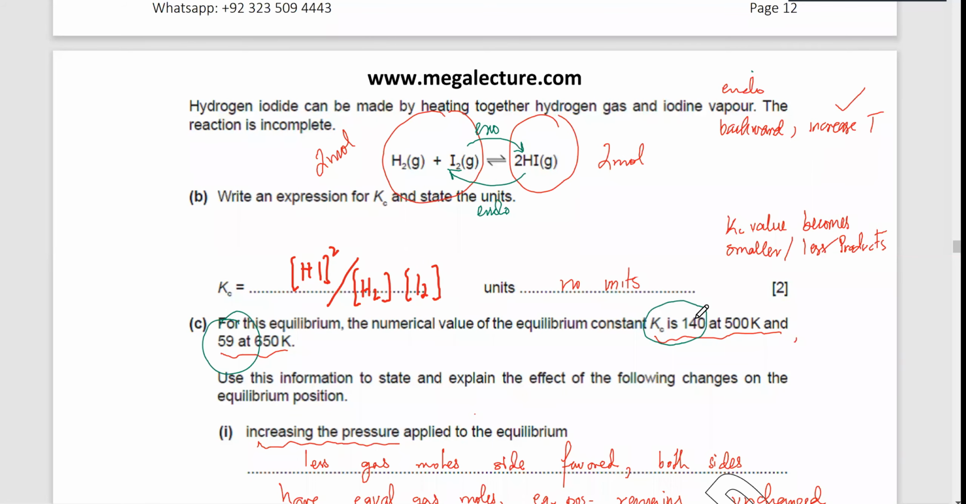Like Kc over here is 140, but when he increased the temperature from 500 kelvins to 650 kelvins, the value of Kc became smaller. It actually became 59. So that means as you're increasing temperature, the value of Kc is becoming smaller. Hence, backward reaction is the one that's going to be favored, because the only way the value of Kc is going to be smaller is if you have less products.